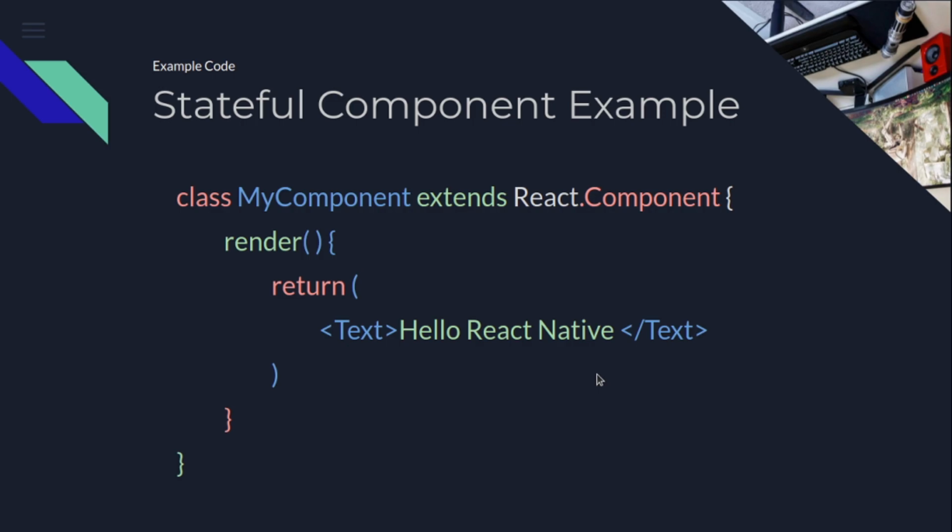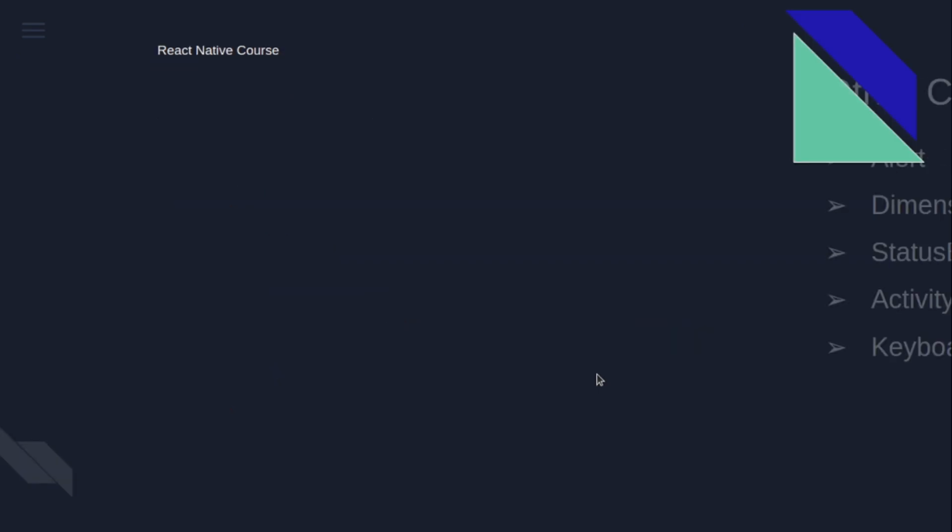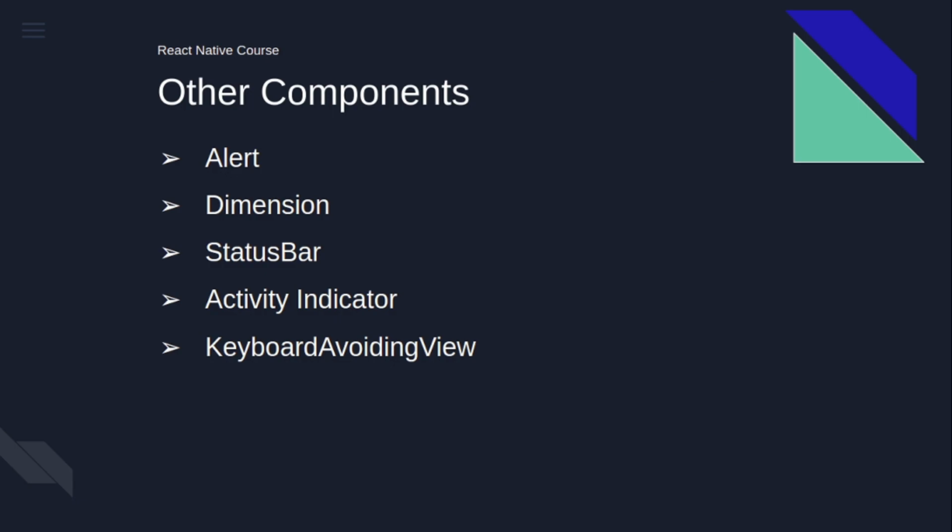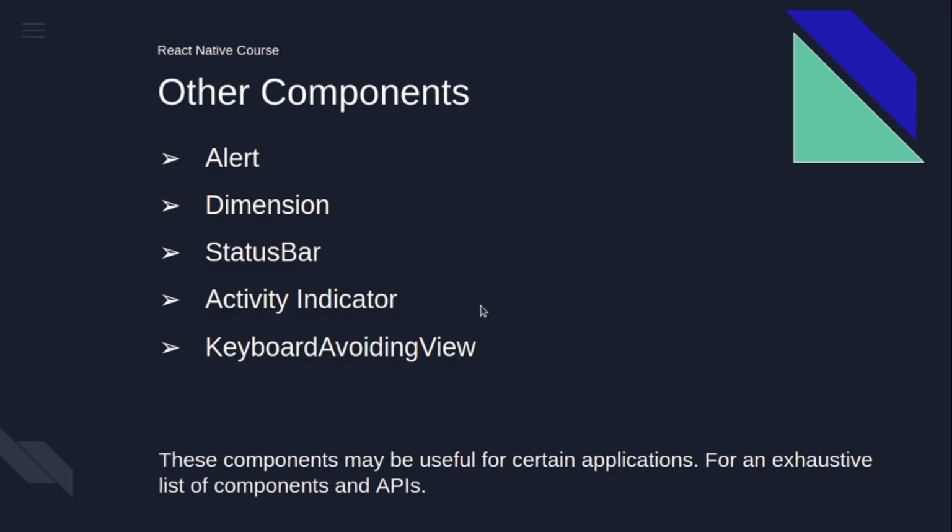React Native provides a number of built-in core components ready for you to use in your app. These are the core components of React Native. Most applications will end up using basic components. These components may be useful for certain applications.